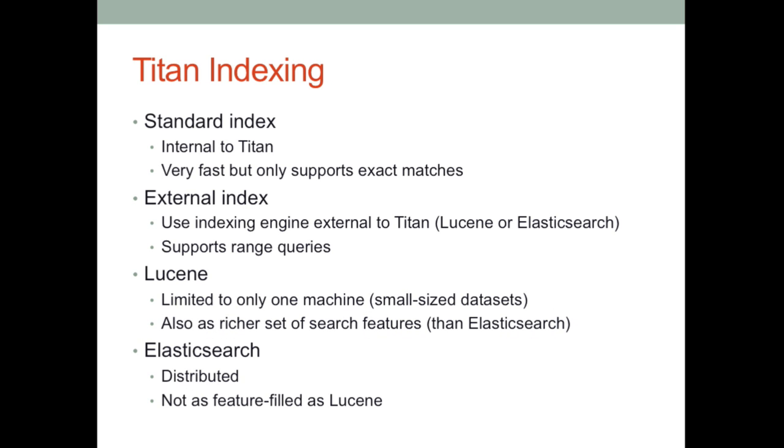So they have a standard index that's internally handled by Titan, so you can index fields. But the limitation there is it's very fast, but it's only going to support exact matches. So you're not going to be able to do where it's less than 1,000 or between some date range. You're not going to be able to do that. And those who are familiar with Cassandra know that's a pretty fundamental limitation with Cassandra itself.